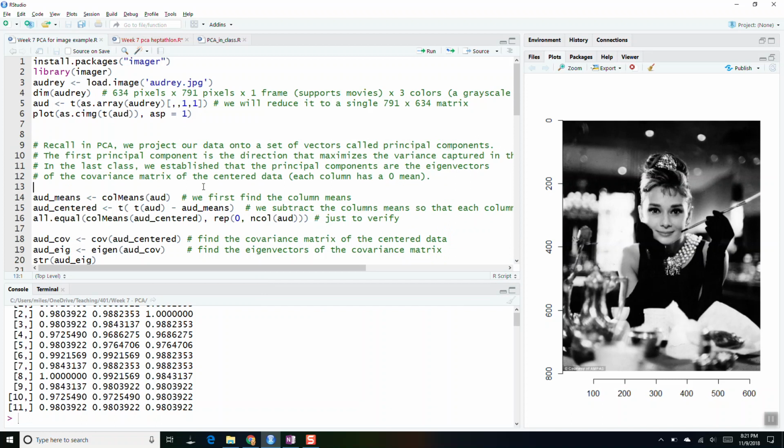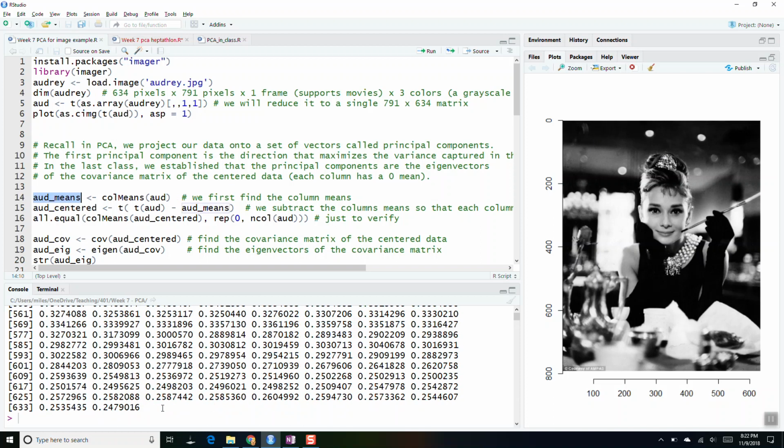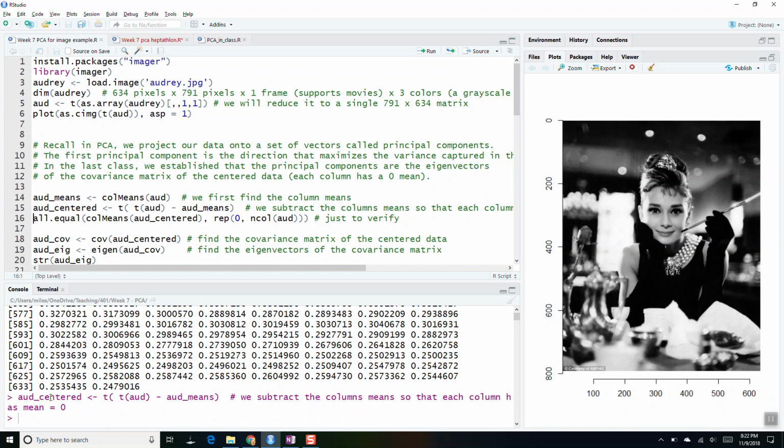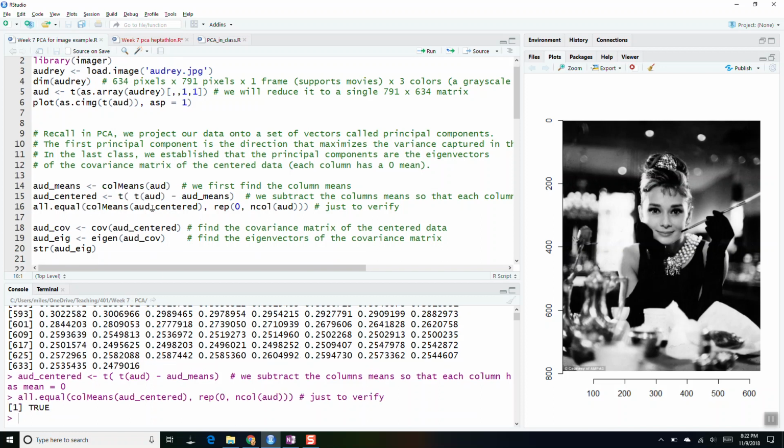So first, we have 634 columns, okay? And I'm going to go ahead and find the column means here. So if I do the column means, I've got 634 column means, and I'm going to go ahead and center this matrix, okay? And so I can just test to see if all of the column means of the centered matrix are the same as 0, and it says indeed it is, okay?